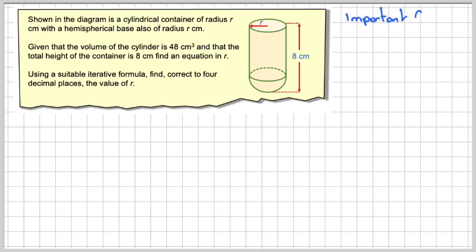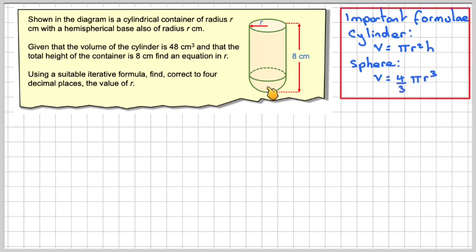Okay, so the important formula is that the volume for the cylinder is pi r squared h, and for a whole sphere the volume is 4/3 pi r cubed, so therefore for a hemisphere we just need to divide this by 2. So knowing the formula will be quite useful in this problem.